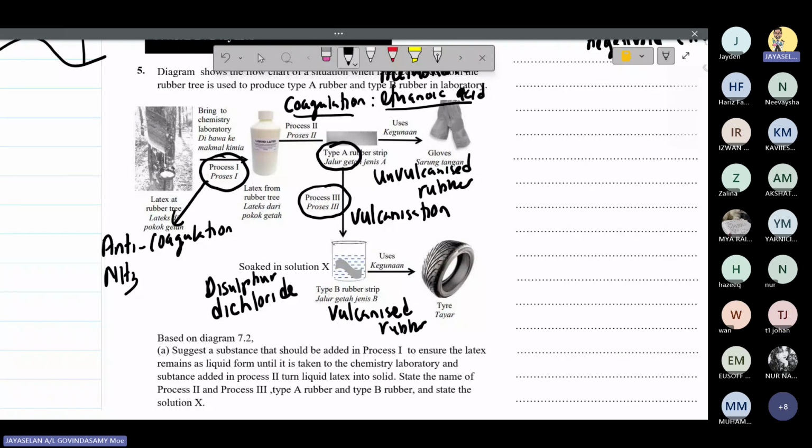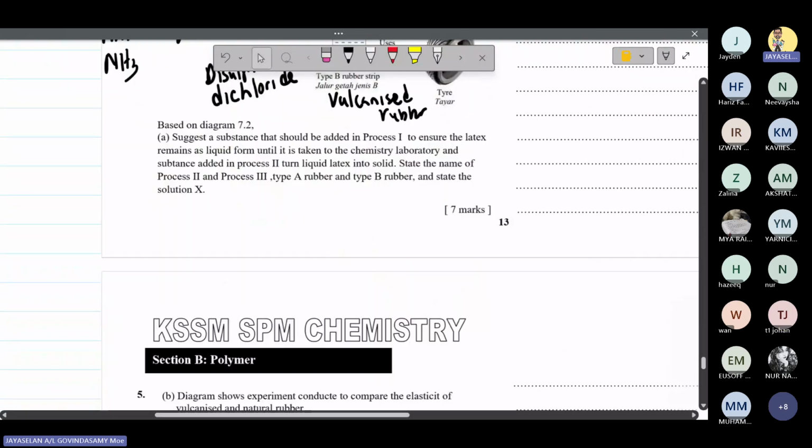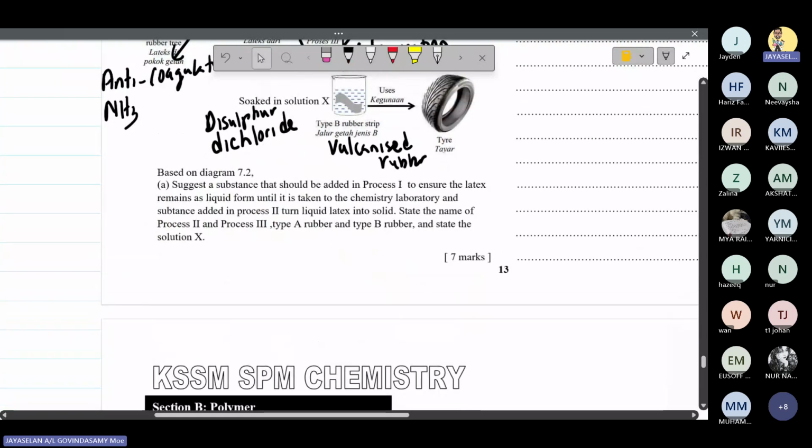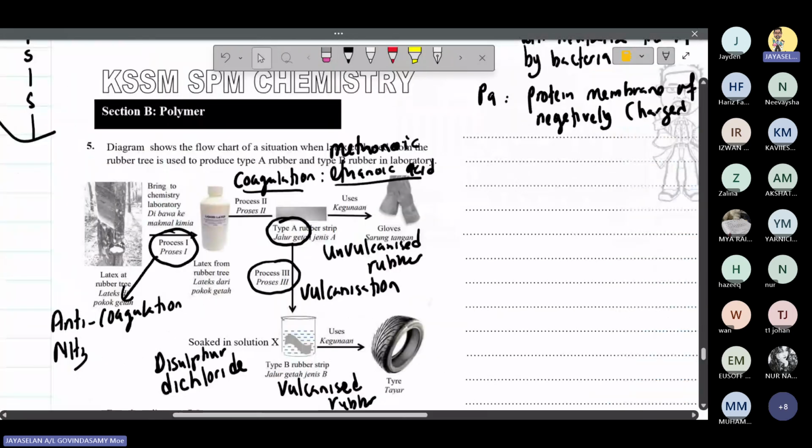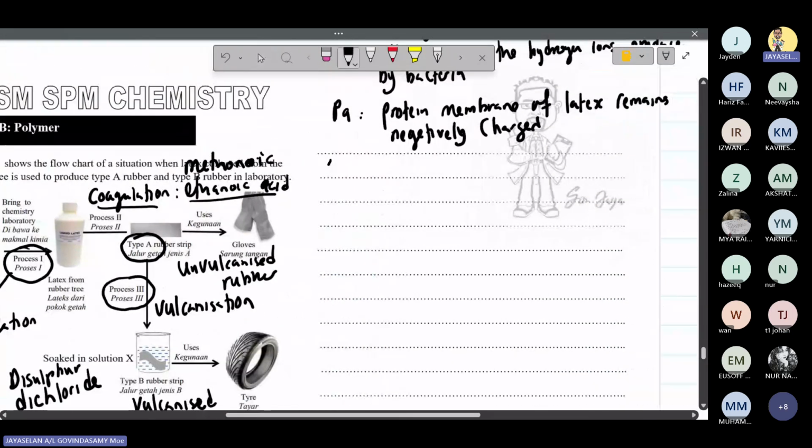So you already answered most of the questions. What they want is: suggest the substance added to process 1 to ensure latex remains in the liquid. This is question number 5, so I put here 5.